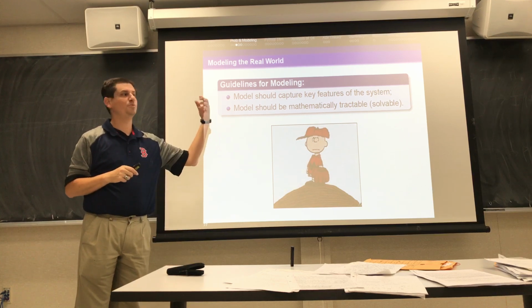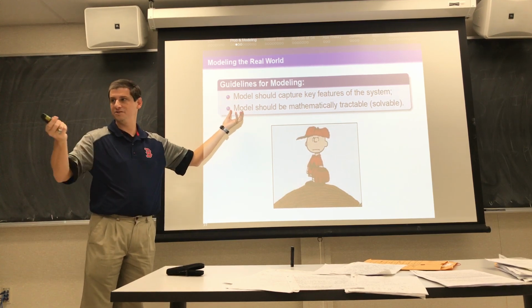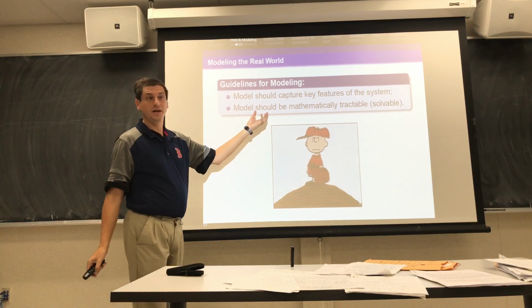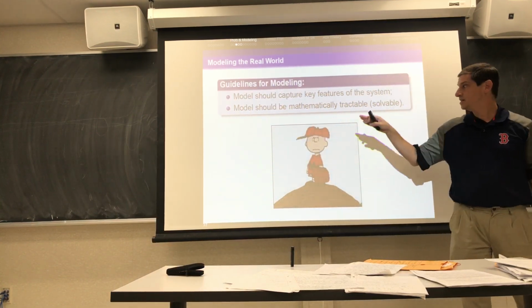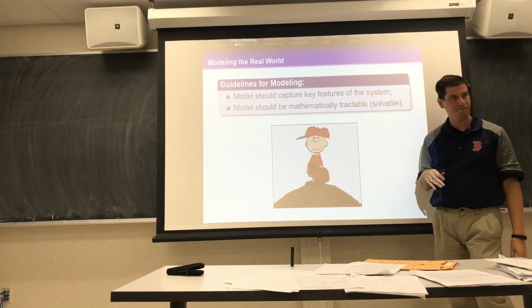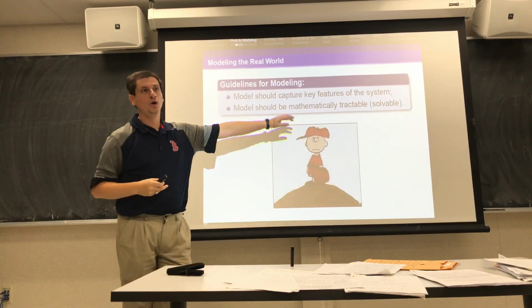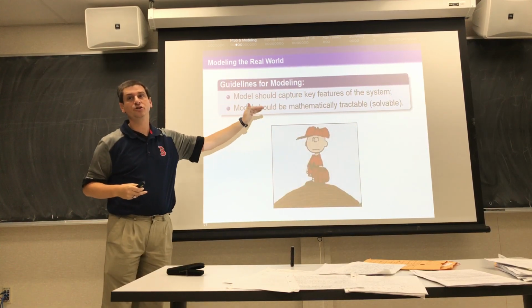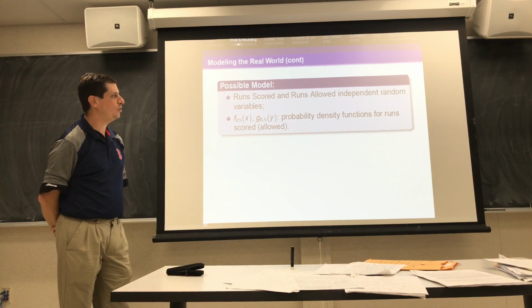So what do you think is going to happen to the model as you include more and more features? It's going to become less and less tractable. So if you want to be able to get something nice out at the end of the day, your model typically has to be simple. The more bells and whistles you include, the harder it's going to be. So when you model, you have to really decide what is absolutely essential to include, what would be nice to include. All right, so here is my model.